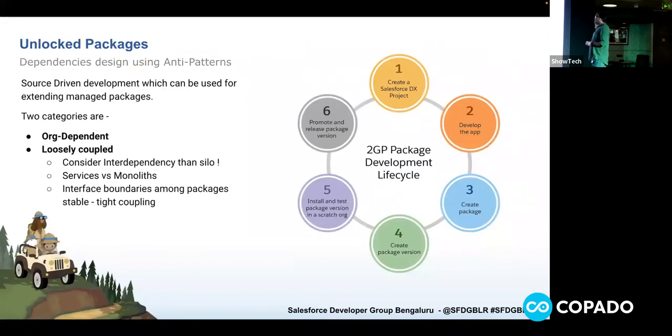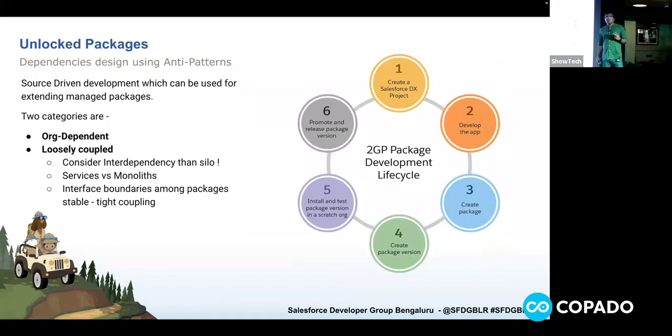Unlock packages. We have already covered the differences, but I will give you a little summary of what unlock packages are. It's source-driven development in which the package is the source of truth rather than anything else. Whatever unlock package you have created, once you have committed all the changes, your package becomes a reference point for the working version. There are two types of unlock packages you can work with. First is org dependent. Another one is loosely coupled.